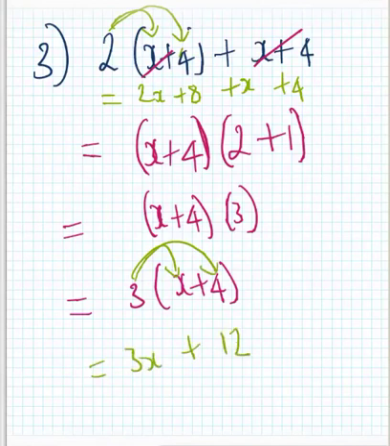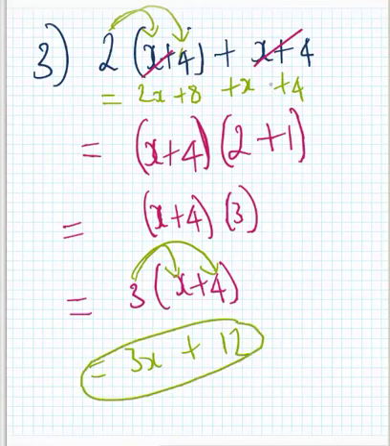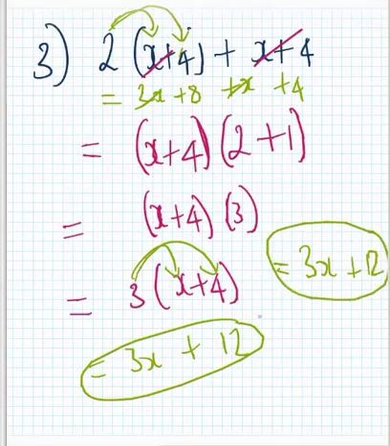Now, I can't simplify this any further, so if I simplify what I have up here, let's see if I get the same thing. Well, 2x plus x is 3x, and that's taken care of. And 8 plus 4 is 12. And you can see how we still have the same thing. But this one down here is factorized, and it's basically presented in a better way.